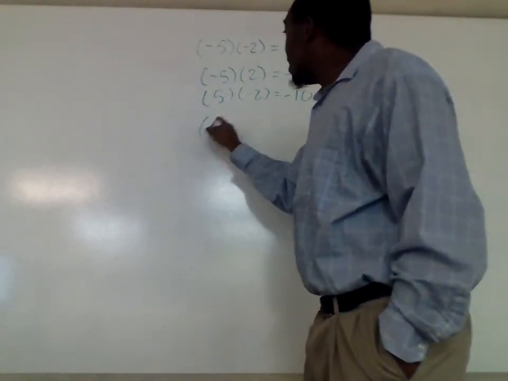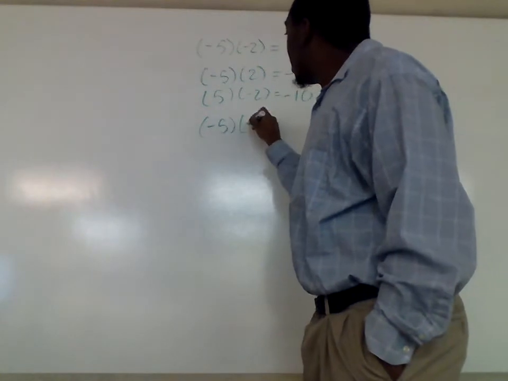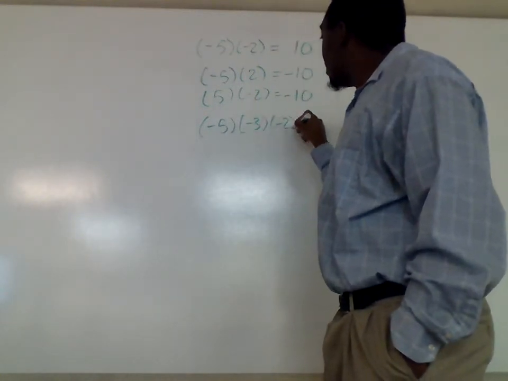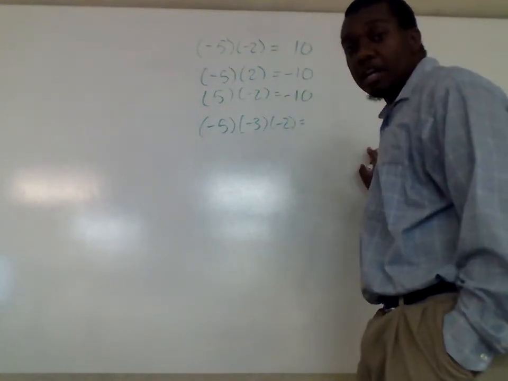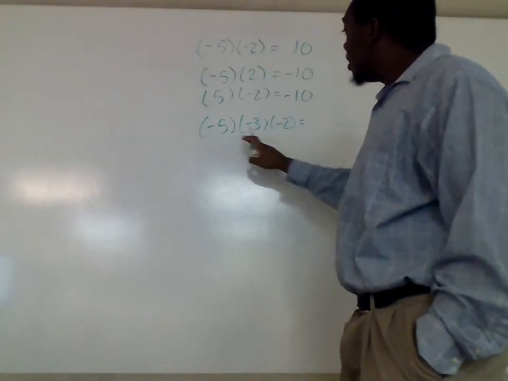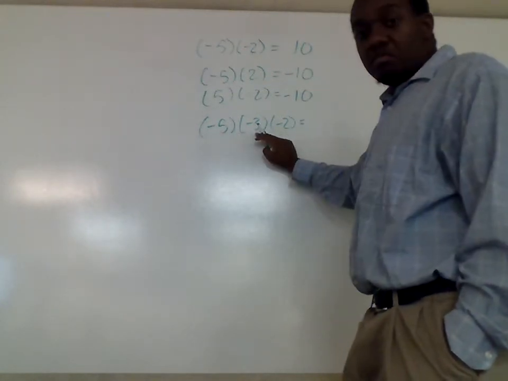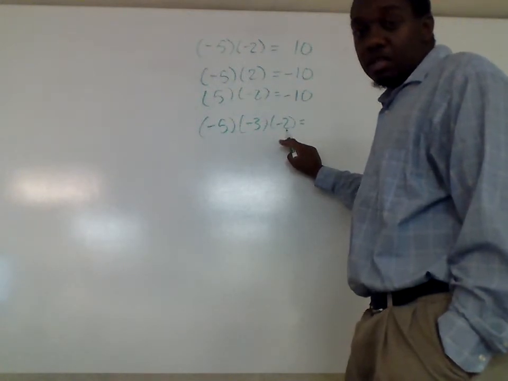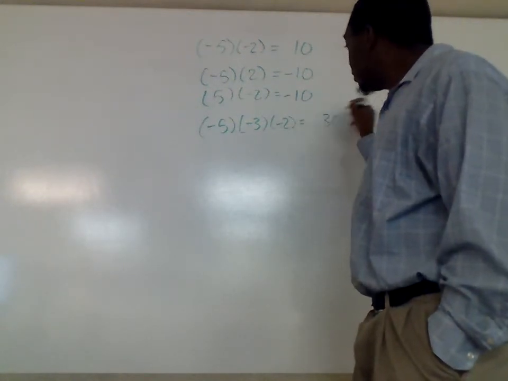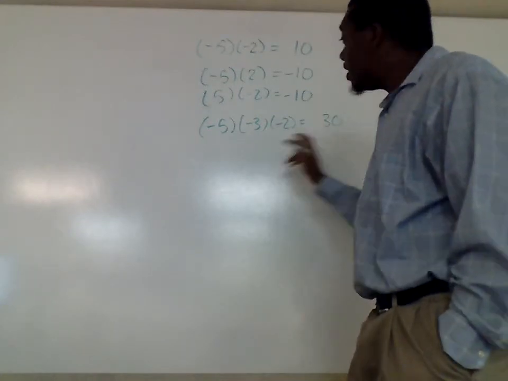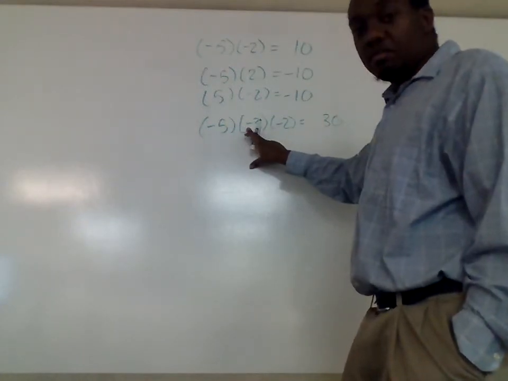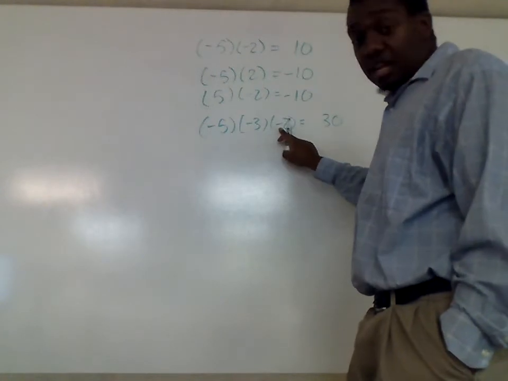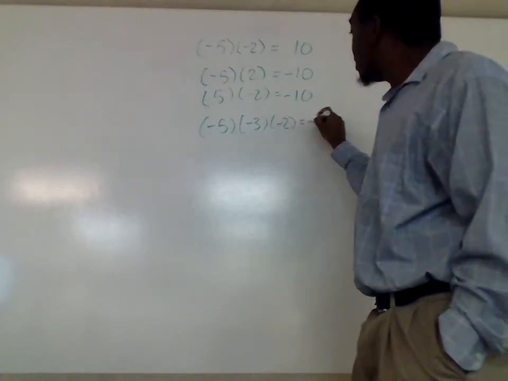That being said, here I have 3 negative numbers multiplying. So 5 times 3 is 15 times 2 is going to be 30. Okay, well, let's look at the signs. We have a negative times a negative, so we know it's positive, times a negative, so it becomes negative again. So this is negative 30.